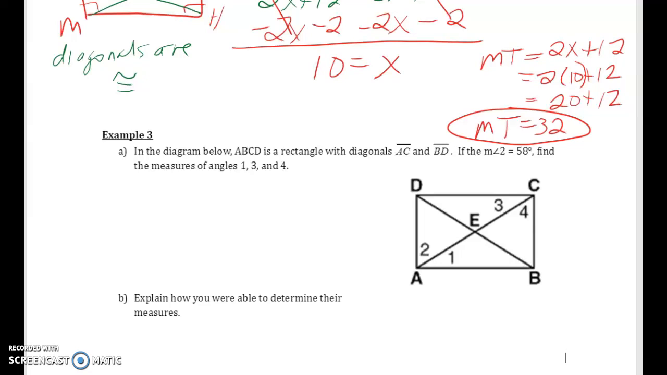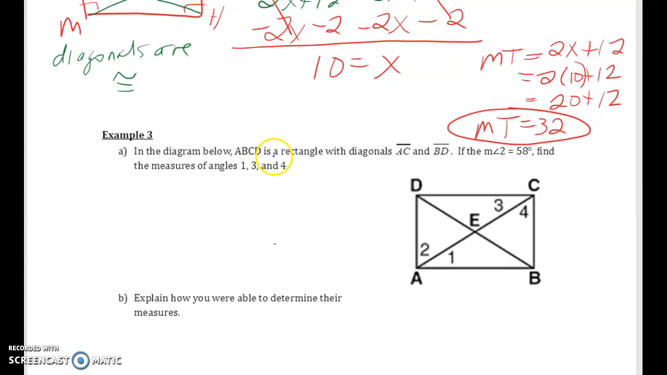Unit 5, Lesson 3, example number 3. In the diagram below, ABCD is a rectangle with diagonals AC and BD. If the measure of angle 2 is 58 degrees, find the measures of angles 1, 3, and 4.